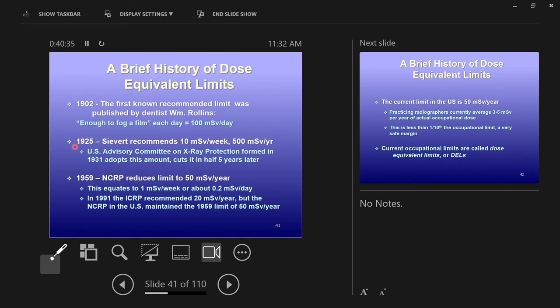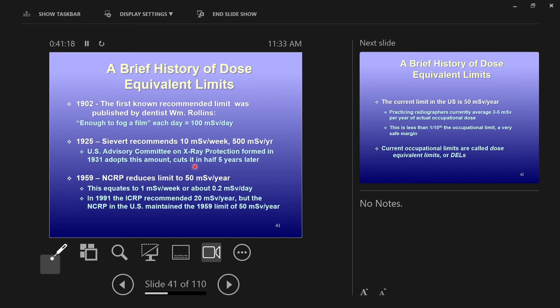Go to 1925, and Sievert himself recommends 10 millisieverts per week, giving us roughly 500 millisieverts per year. It's not exact, but roughly 500 millisieverts per year. The U.S. Advisory Committee on X-ray Protection forms in 1931, adopts this amount 6 years later, and then 5 years after they adopt the amount, they cut it in half. Again, this is all based on empirical data. We're looking at radiologists dying early, getting early cancers and other things happening to them, and we're saying, all right, it's still too much, let's cut it back again, okay?